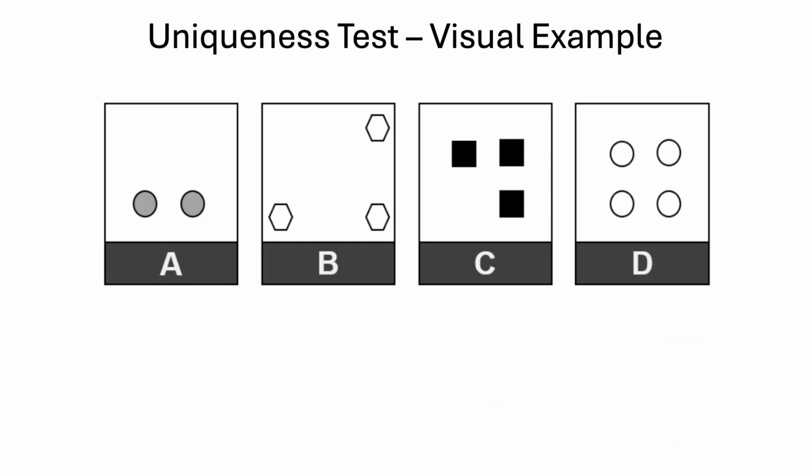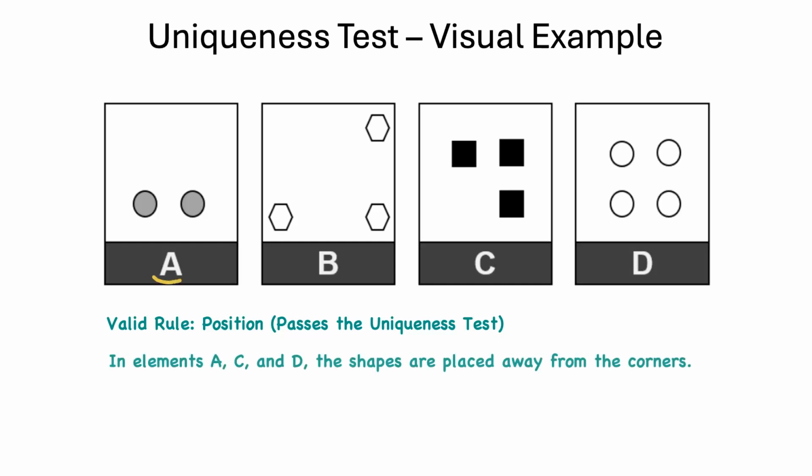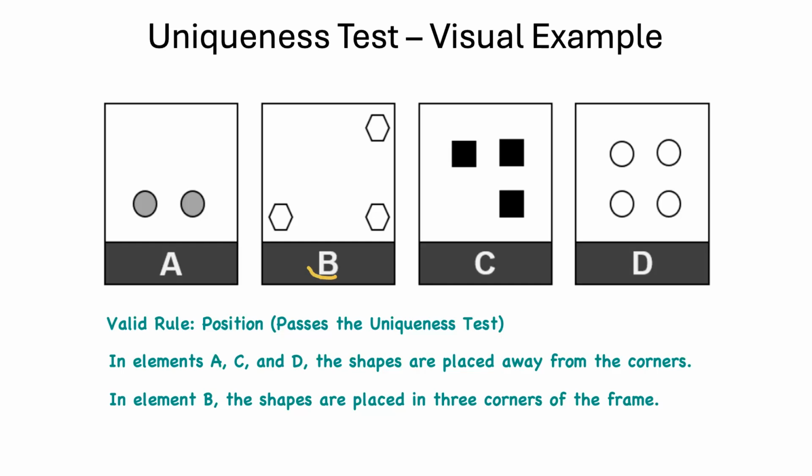And this brings us to the valid rule, which is position. And this indeed does pass the uniqueness test. We see that in elements A, C, and D, all of the shapes in each element are placed away from the corners. None of them occupy a corner. If we contrast this with element B, we see that the 3 hexagons are all placed in the corners of the frame. We see that we have 1 in the bottom left corner, 1 in the top right, and the 3rd in the bottom right.